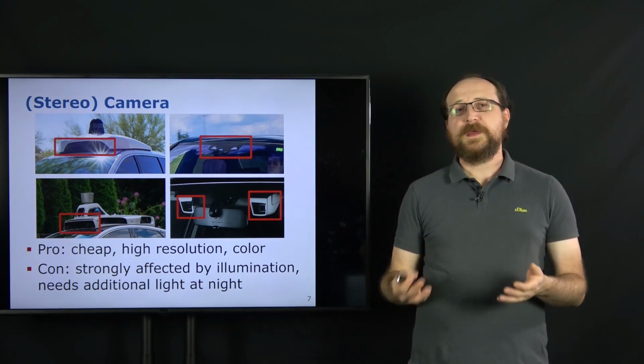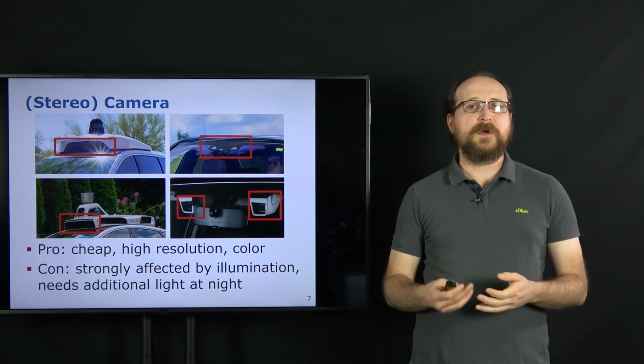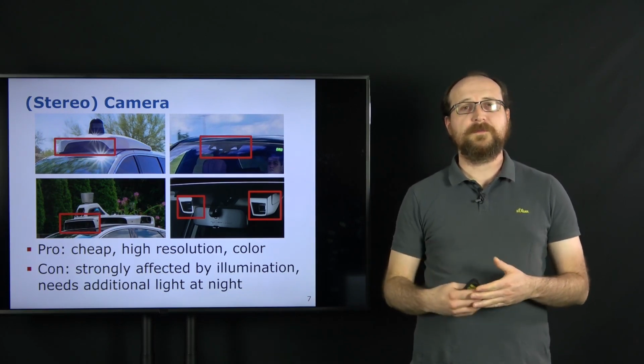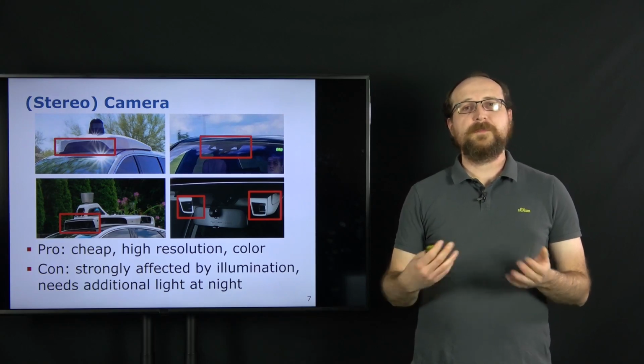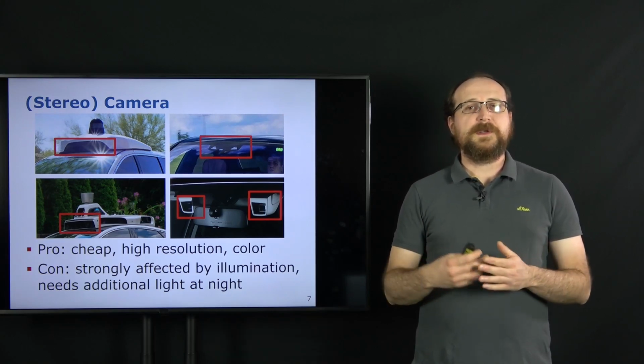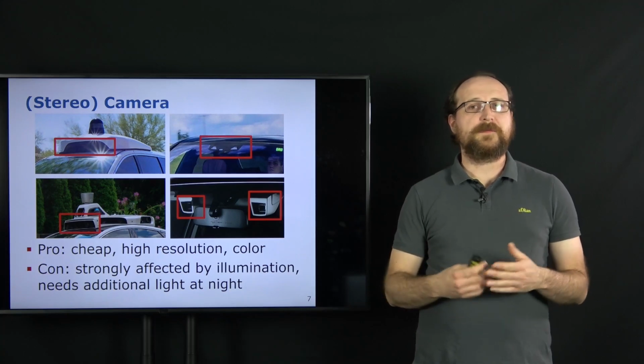Apart from this, they are able to provide us also with color information, which is of course important when we want to distinguish something like a red light or a green light, but also maybe the state of the blinkers of the car in front of us.